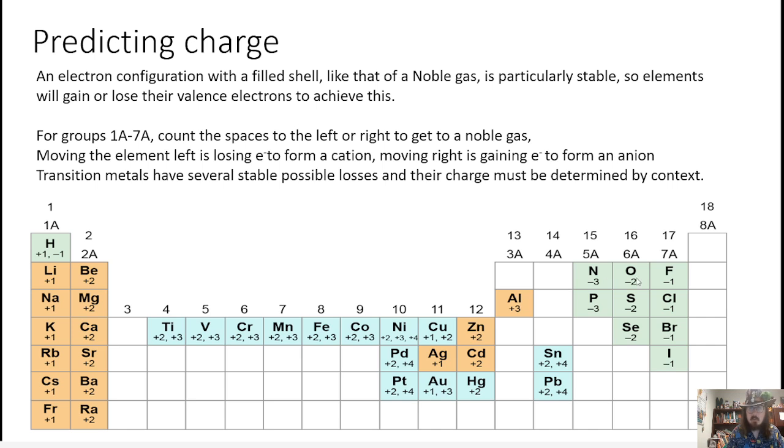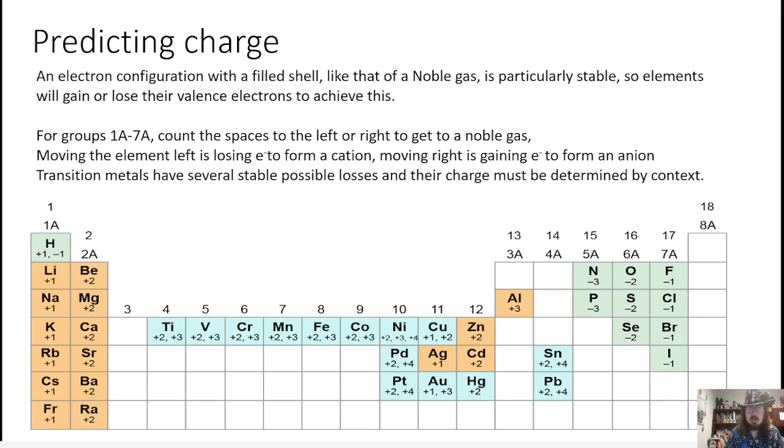If we're moving to the right, we are gaining electrons. Gaining electrons makes us negative. Oxygen gains 2 to become like neon. Fluorine gains 1 to become like neon. Nitrogen gains 3 to become like neon. We can use the fact of where they're at, that +3 or -3 depends on how many electrons we need to add or subtract.